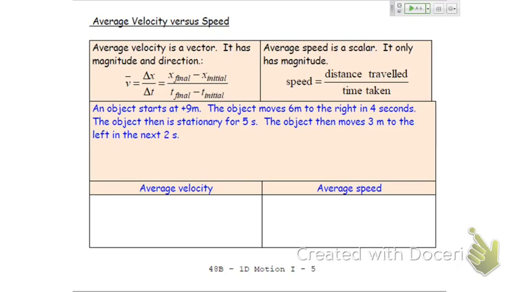We're going to compare that with speed. Speed is the distance traveled divided by the time taken. So again, two different issues. And again, I'm going to have a number line. We're only working in one dimension now.